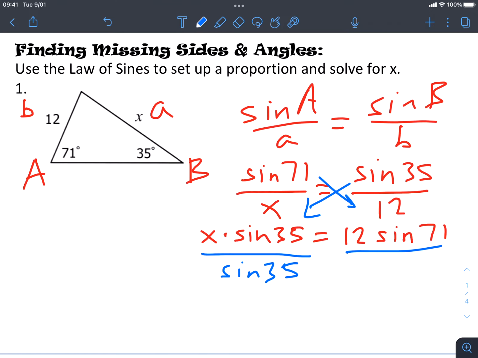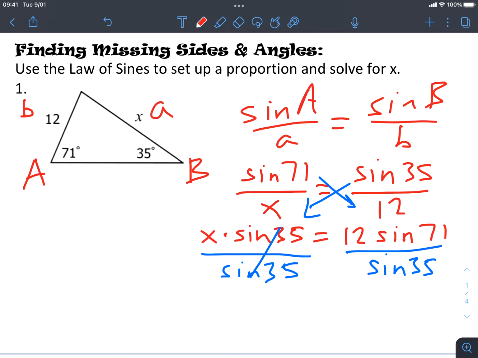And just remember that whenever you have the sine of an angle, that just represents a number in your calculator. When you put it into your calculator, you get a decimal. It could be repeating, it could be not repeating, it could be positive or negative, and that's okay. It just represents a number, and so we can treat it like a number. So the sine of 35 over the sine of 35, those things cancel each other out.